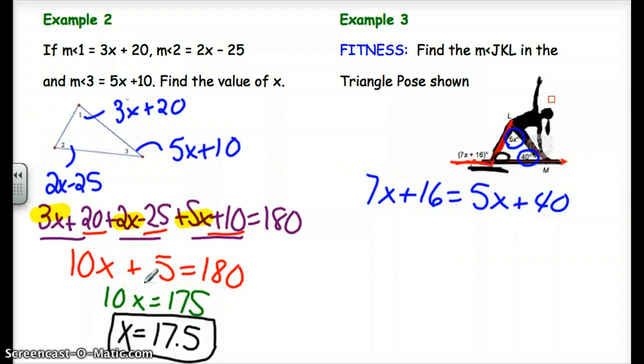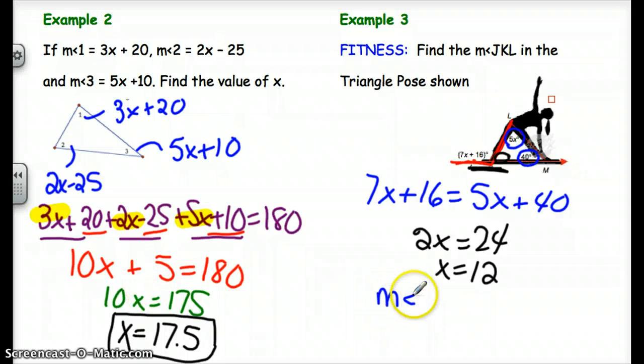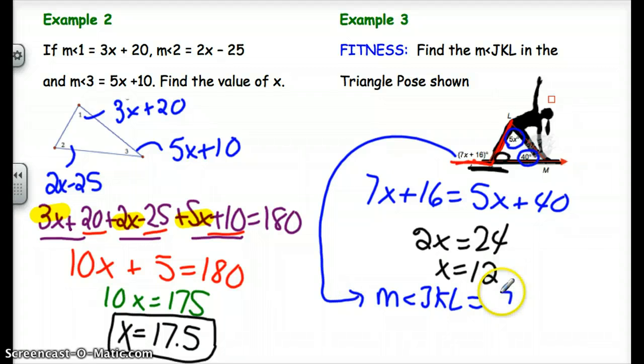Okay, I'm getting my like terms together at this point. I'm moving my 5x, so I'm going to get a 2x. Moving my 16, I'm getting 24. Getting x equals 12. Now when I go back up, it says find measure of JKL. So at this point, the measure of angle JKL equals, I need to take 7 times 12 plus 16. I'm communicating what I'm doing here. I'm not just taking 7 times 12 plus 16. I'm writing the answer down.